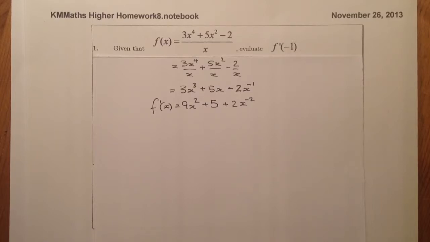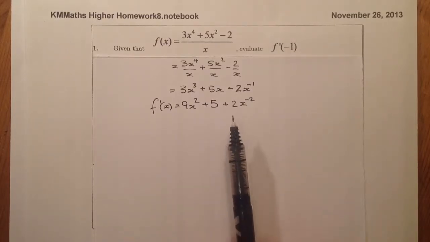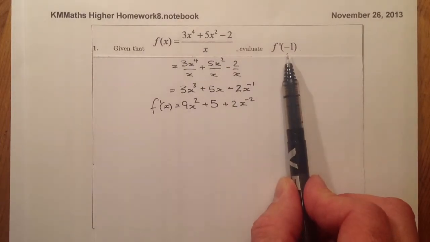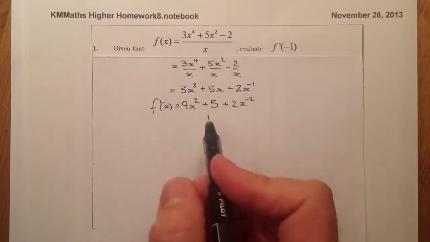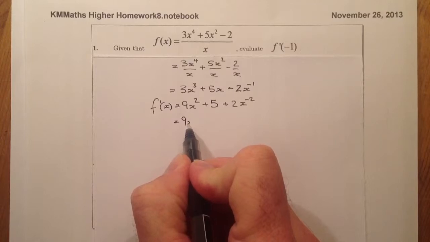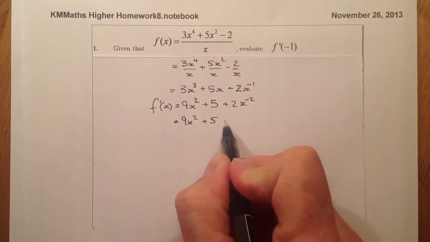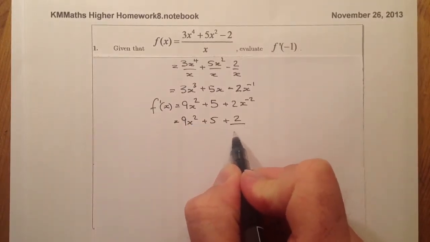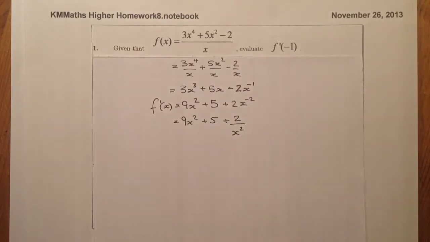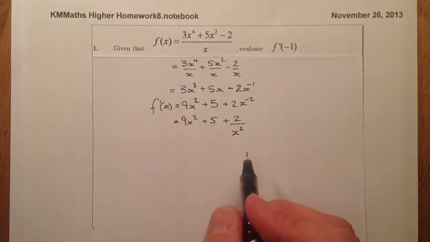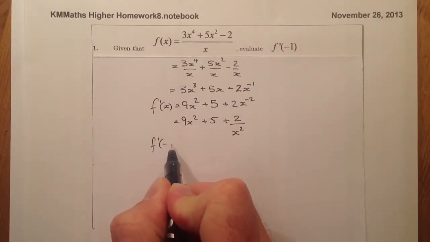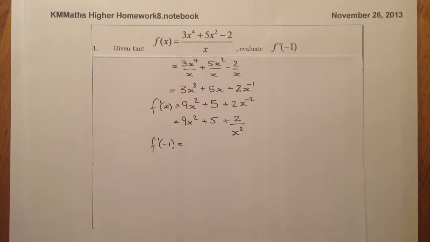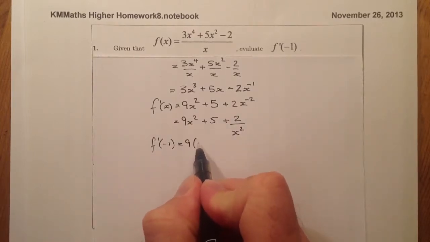Okay, so what I'm going to do next is substitute in the minus 1 for x, and what I'd rather do here is change this negative power to have some positive indices. So the next line is just changing that to plus 2, the x is going to go to the bottom and it's going to be x squared. From there, I'll be able to substitute f dash minus 1, and wherever I see x I'm going to put in minus 1.